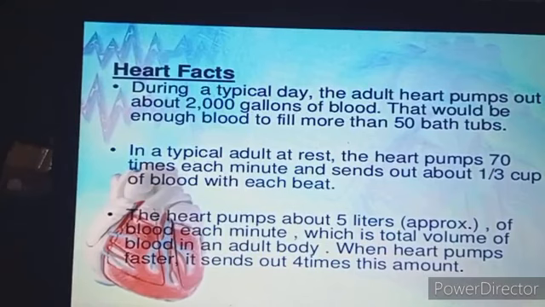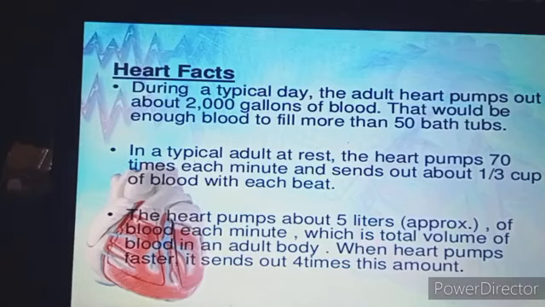During a typical day, an adult heart pumps out about 2000 gallons of blood. That would be enough blood to fill more than 50 bathtubs. Now, this doesn't mean that our body contains 2000 gallons of blood, but the same blood which is present in our body is circulated and pumped so many times that it is equal to about 2000 gallons of blood.